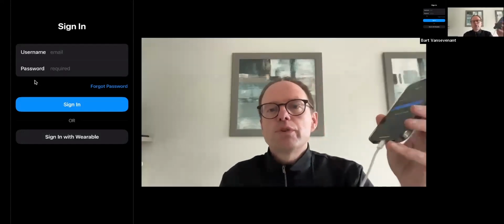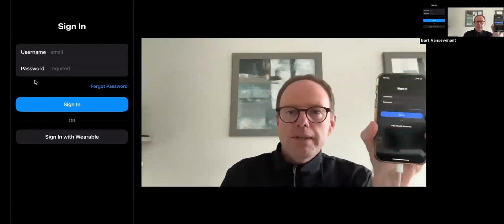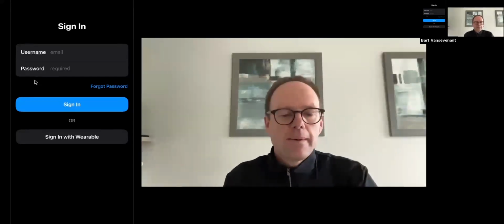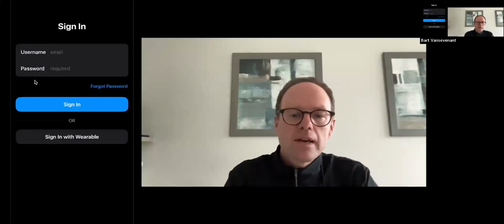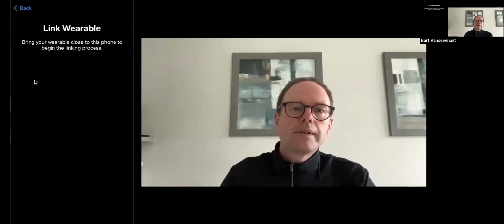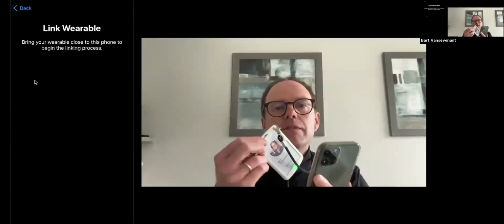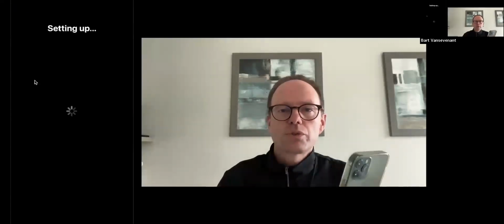What I'm going to do first is simply log into this application. So assume this runs on a tablet at the reception desk. You can see this button that says sign in with a wearable. I click on that. And to sign in, the only thing I need to do is bring my device, my badge holder, close to the screen.